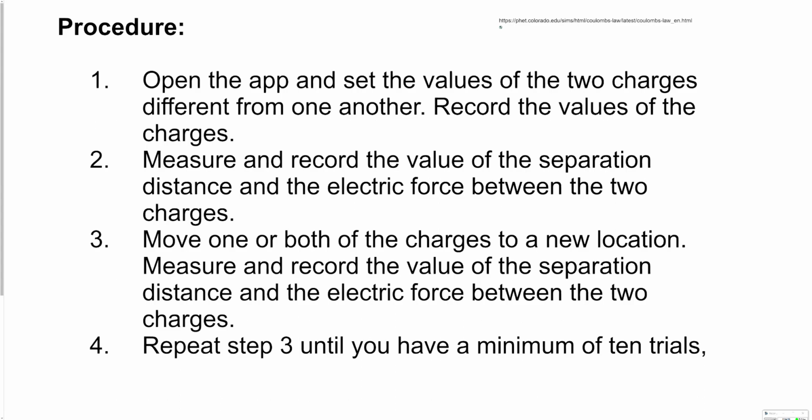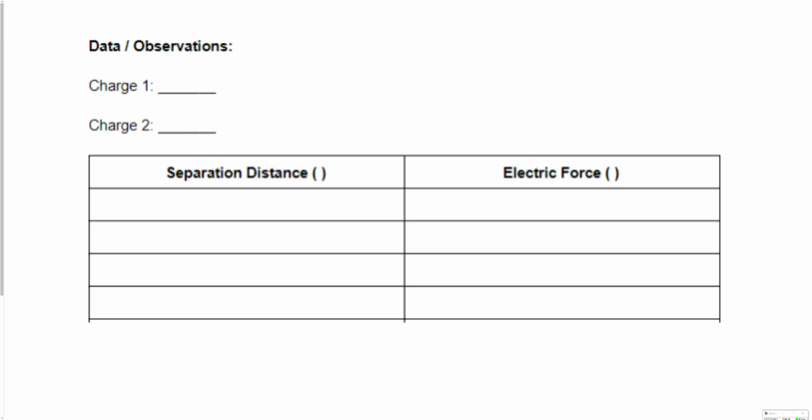And then do it again, and do it again, and do it again, until you have 10 different values of separation distance and 10 corresponding values of electric force, of attraction or repulsion, doesn't matter what it is. The data table should look something like this. Not exactly like this, but something like this. I've missed something. Can anybody tell me, by the way, what I've missed?